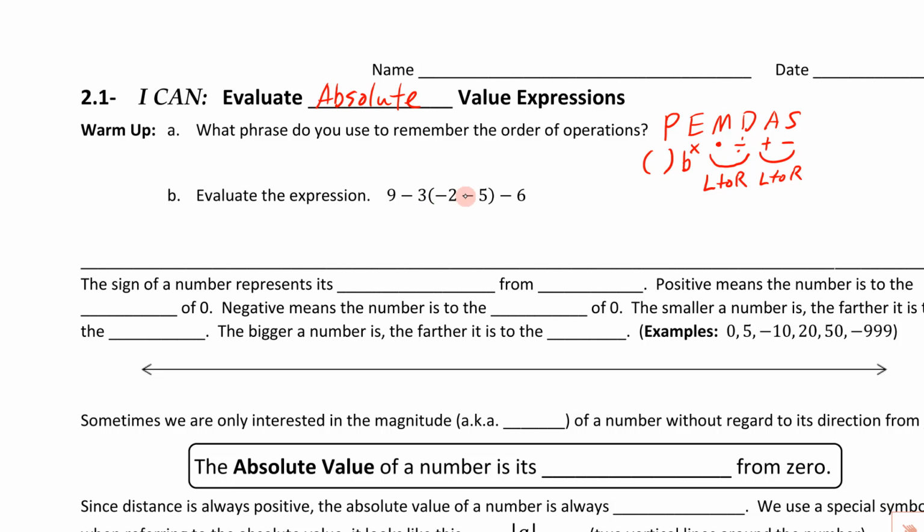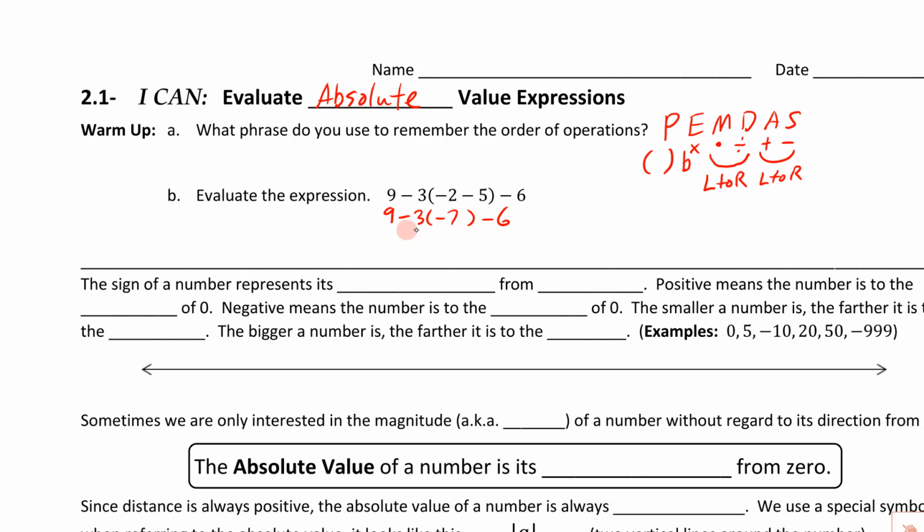So if we take a look at this expression right here, you'll notice that we do have a set of parentheses, so let's go ahead and take care of the set of parentheses. This would be 9 minus, and then we've got the 3 right there. Let's figure out what the answer is right here. We've got negative 2 minus 5, so that's negative 7, and then we've got minus 6 right here.